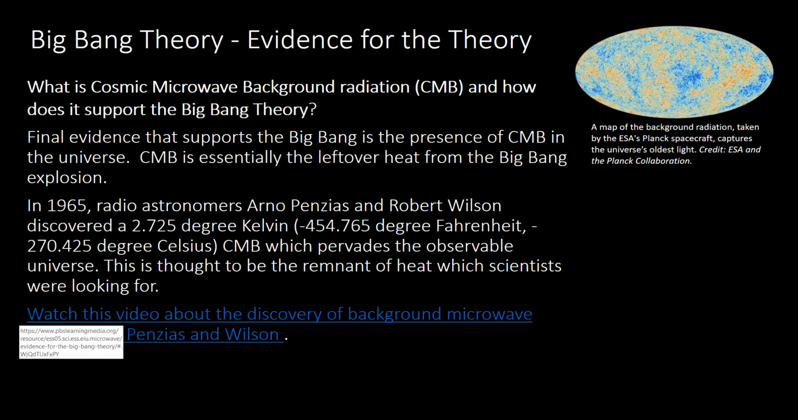In 1965, radio astronomers Arno Penzias and Robert Wilson discovered a 2.725 degree Kelvin, which is equal to negative 454.765 degrees Fahrenheit, or negative 270.425 degrees Celsius, CMB, which pervades the observable universe. This is thought to be the remnant of heat, which scientists were looking for. Penzias and Wilson shared in the 1978 Nobel Prize for Physics for their discovery.